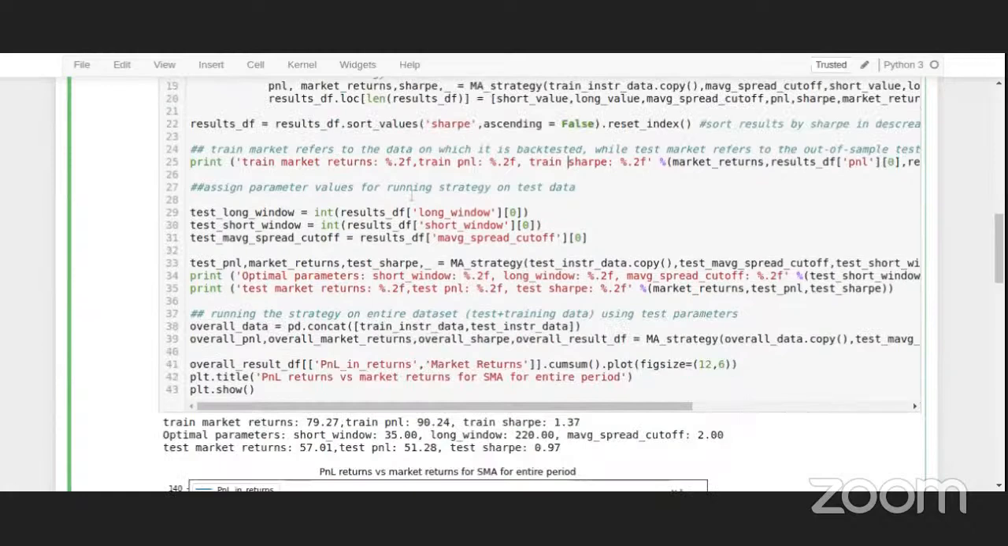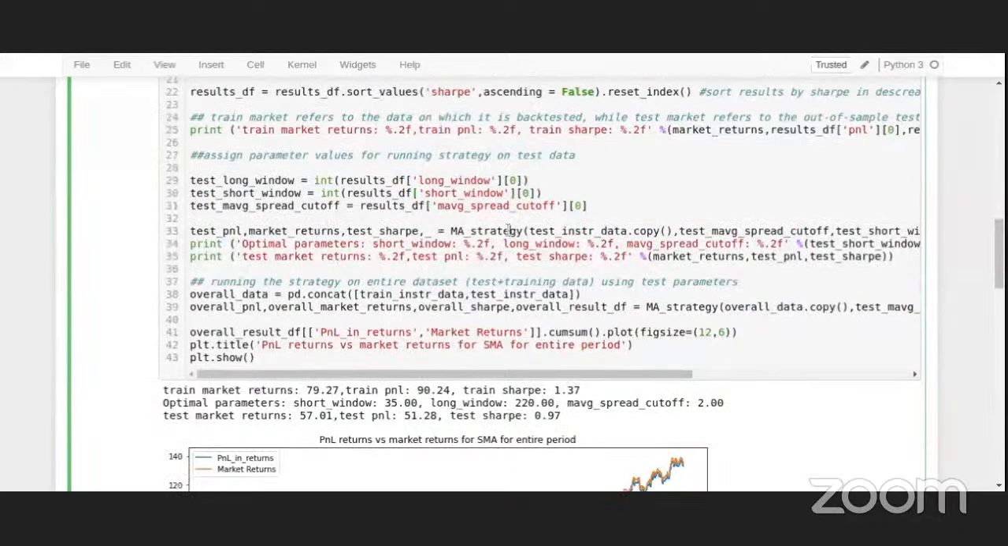Now comes the test period. For the test period, whatever parameters gave us the best Sharpe, we fetch them and assign them to the test period: long window, short window, moving average spread cutoff. So this is what is done here.